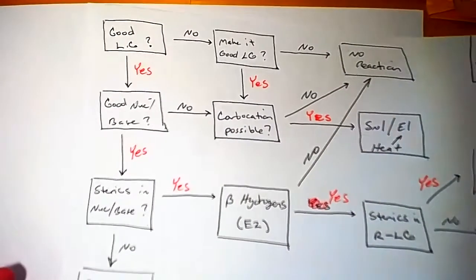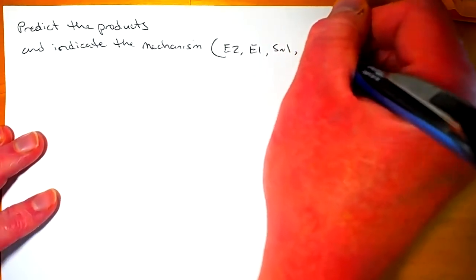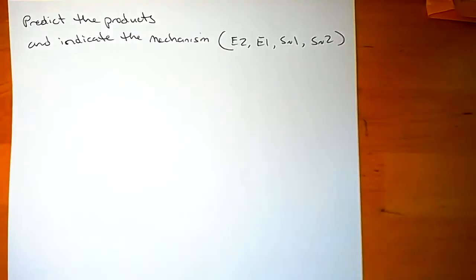This is just kind of a guide, a roadmap to help us as we're starting to look at, you know, having to consider every type of reaction that we've discussed so far. So I want to predict the products of the following reactions and indicate the mechanism that produced that product. In other words, was it E2, was it E1, was it SN1, or was it SN2 for each product produced? Okay.